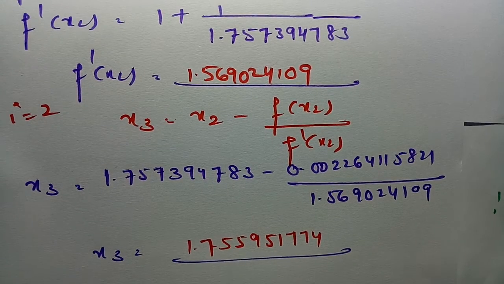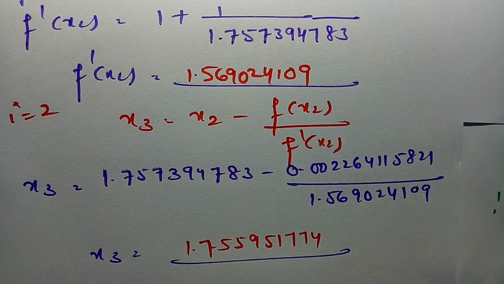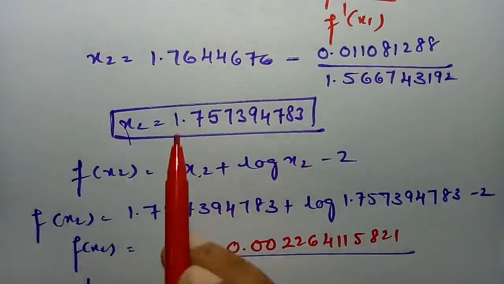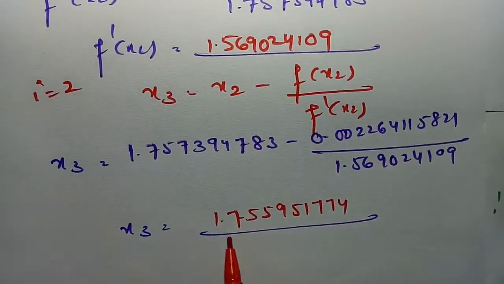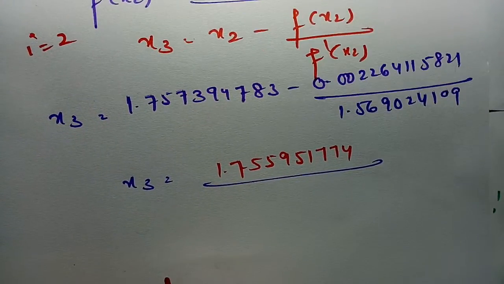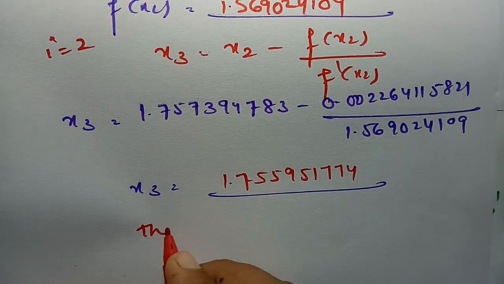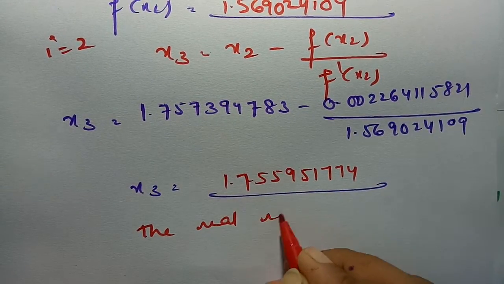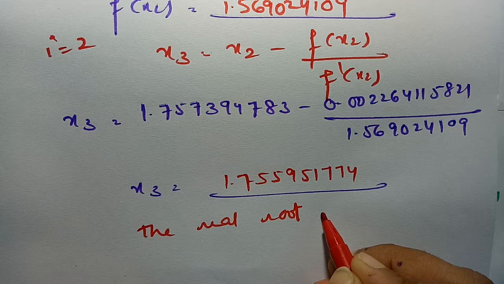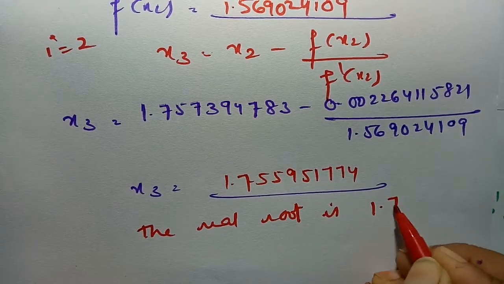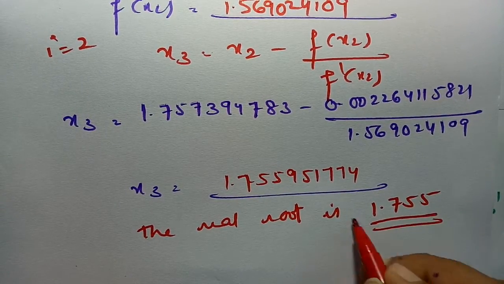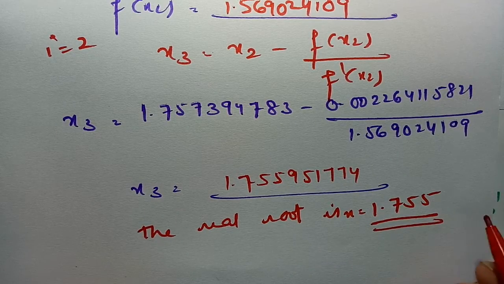And if you observe in this case, the previous value and here also, 1.75 and 1.75 are common. Therefore the real root we can conclude is 1.755. So our x value is 1.755.